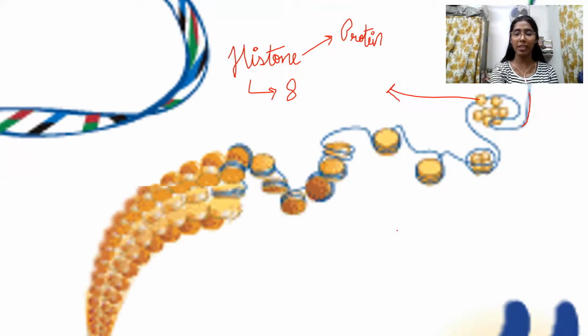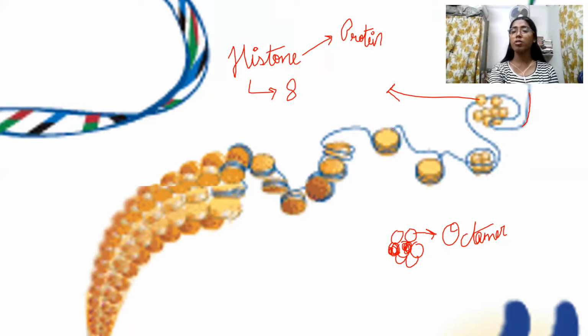The alignment goes something like this. There is one protein, then the second, then the third, and then the fourth. These are the 4 proteins. Below this, there will be another 4 proteins stacked over it, and behind this protein there will be another protein. In this way, 8 different proteins are stacked over each other to form a structure called the octamer. So DNA wraps itself around the octamer of histone proteins.